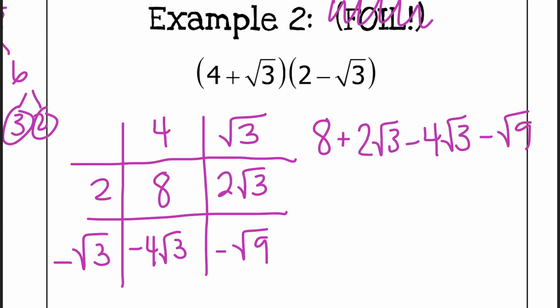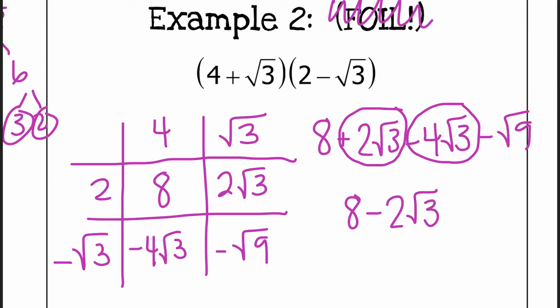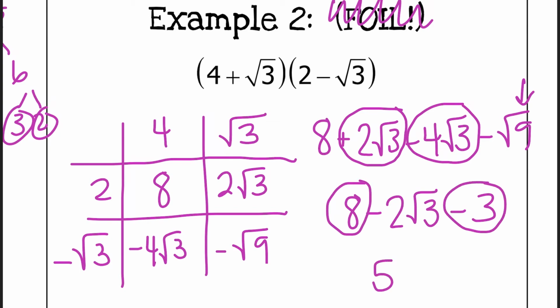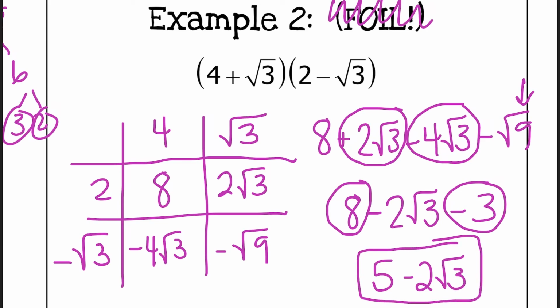I have like terms right here. 2 square root of 3 minus 4 square root of 3 is negative 2 square root of 3. And hello, what's the square root of 9? 3. So I have more like terms. 8 minus 3 is 5. There we go. Okay? Multiply, combine your like terms, break down anything that needs to be broken down, and try to combine like terms again. That is the name of this game.